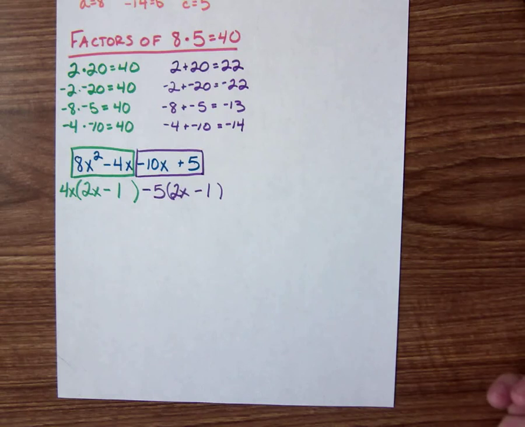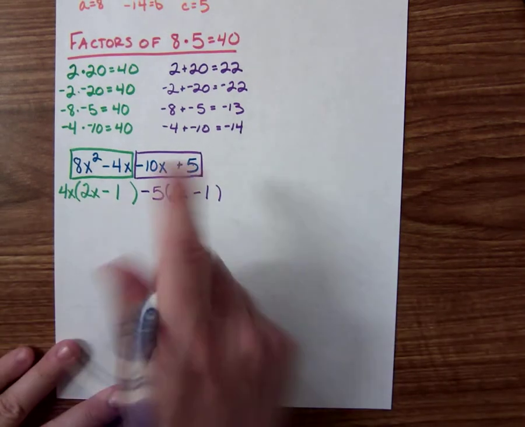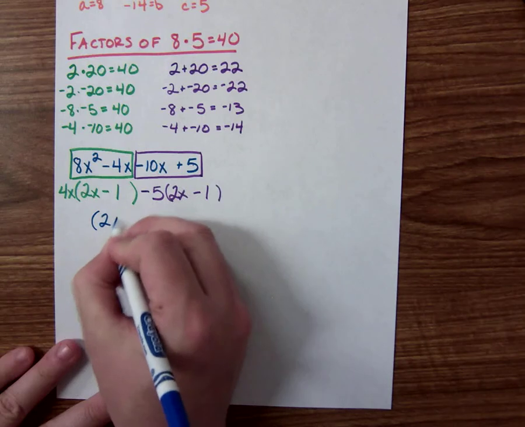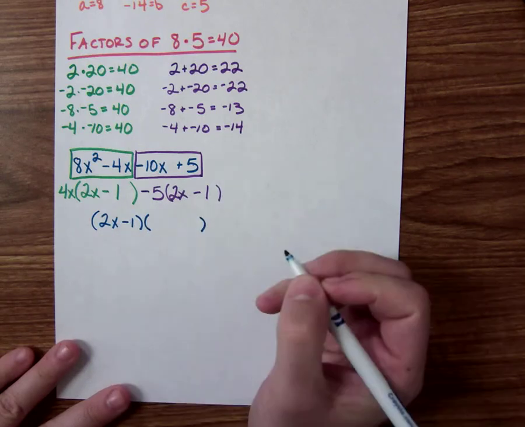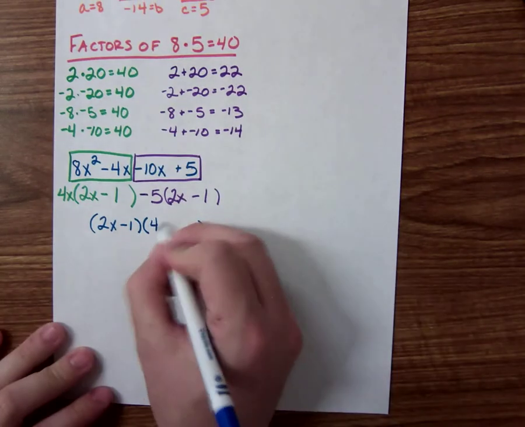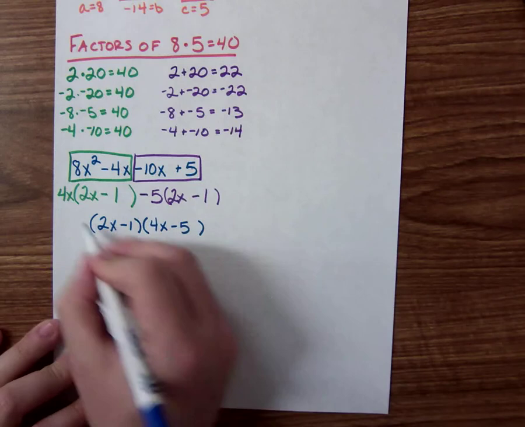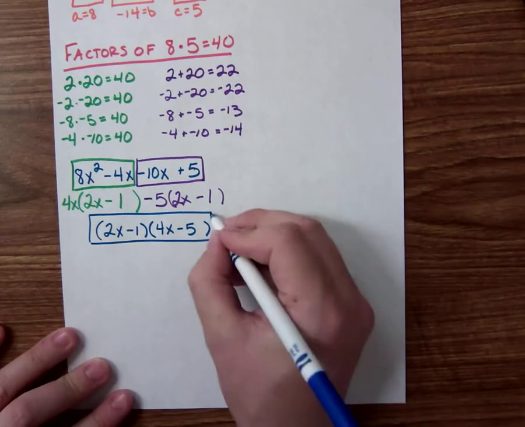So what are the two parentheses in my answer? Well, they both have the 2x minus 1, so that goes out in front. What would be left in the parentheses? 4x minus 5. -5. You are so smart. What a great answer. What a great bunch of algebra students.